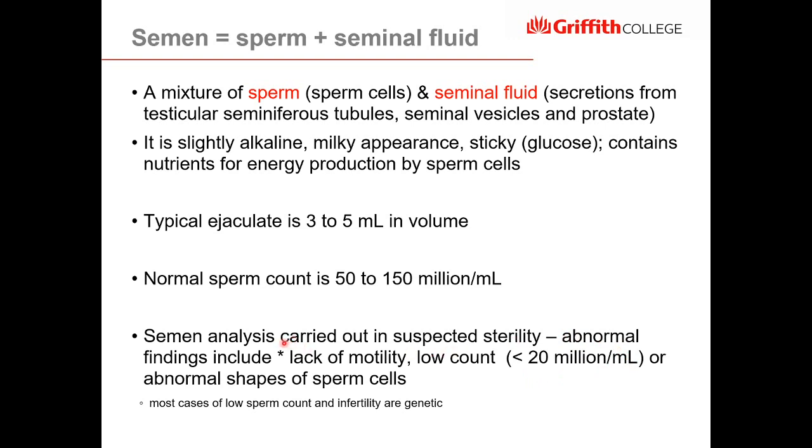So if, say, a couple are trying to fall pregnant and they're having difficulty doing so, they will do a sperm analysis or a semen analysis, and they'll look for things like sperm concentration. They will also look for things like motility. It's all well and good to have plenty of sperm, but if they aren't moving as effectively or as vigorously as they should be, that's obviously going to have a very large effect when it comes to fertilization.